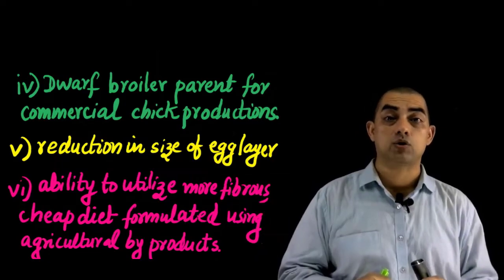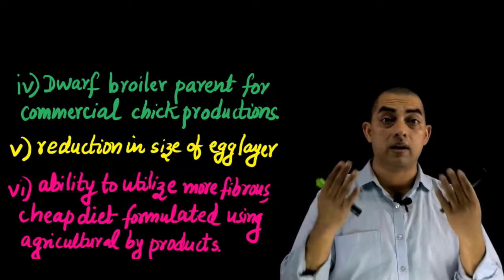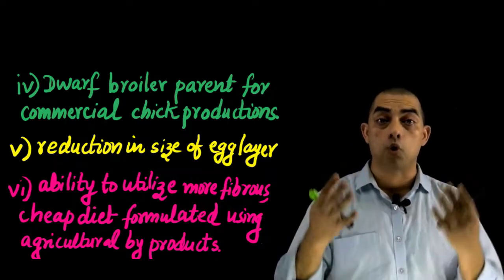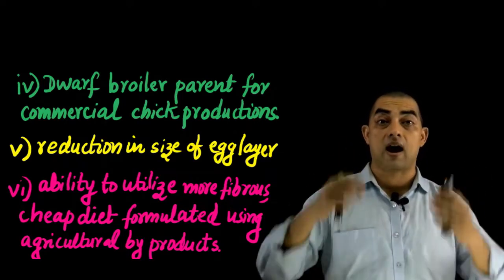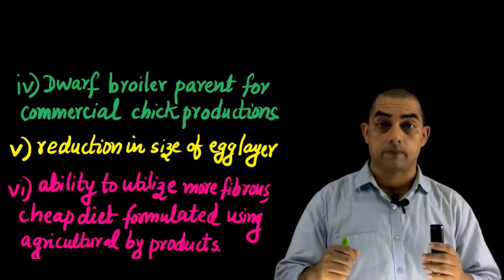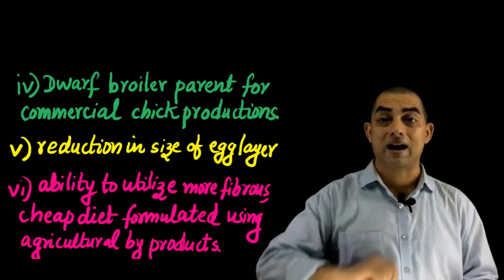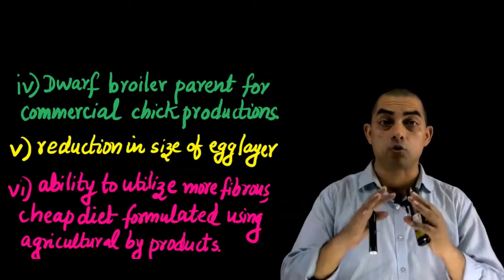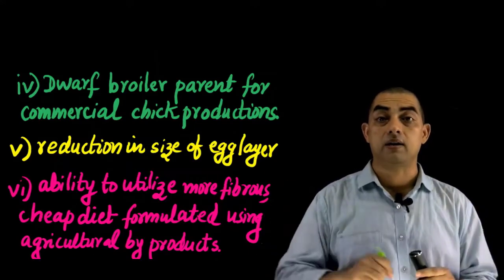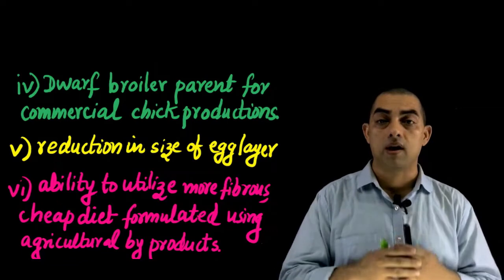Reduction in the size of egg layer. So the size of egg layer, because egg layer, the only thing they want is should produce more number of eggs. It should not be very fat and tall so that it requires lot of place. Okay, so the reduction in size of egg layer is one, and the last one why they try to crossbreed is to get the ability to utilize more fibrous, cheap diet which is formulated using agricultural byproducts.